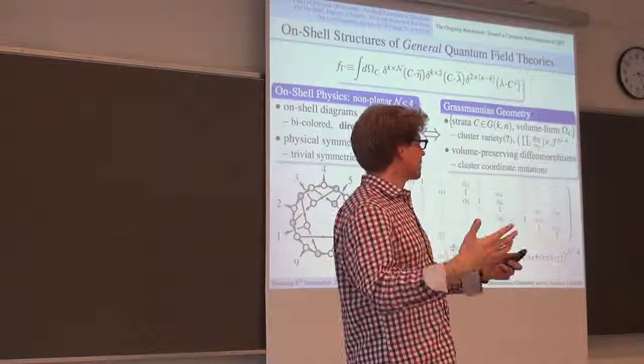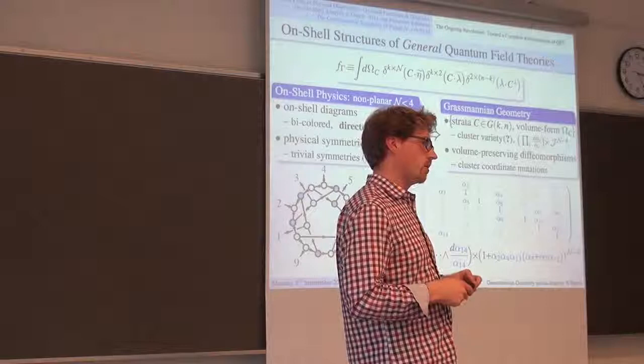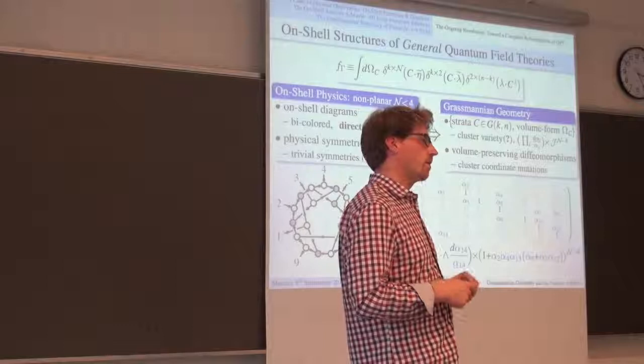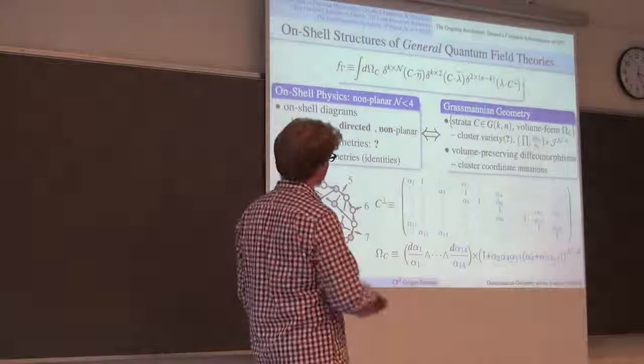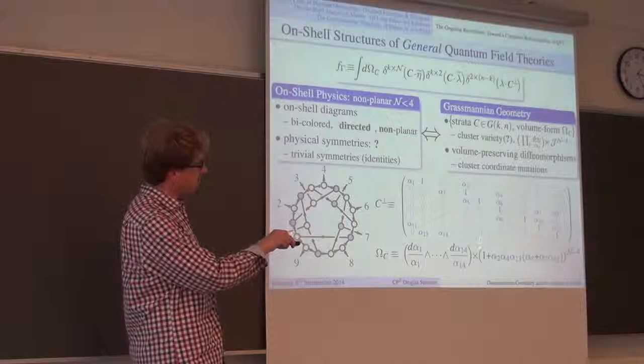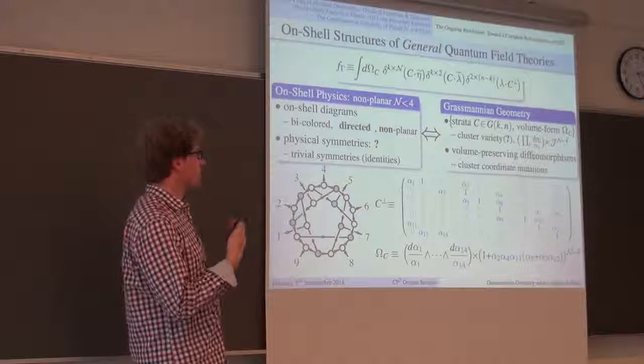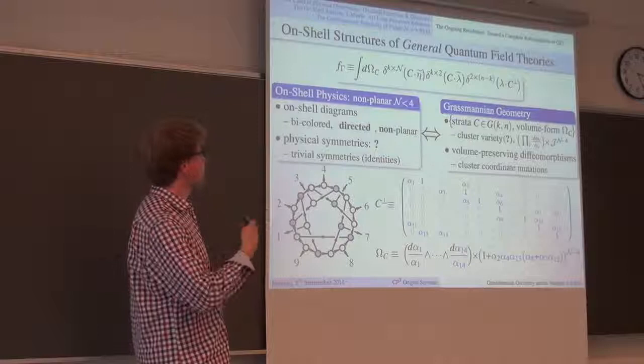As a physical thing, I'm just trying to understand. Does it mean that two different scattering configurations have the same result? Yes. Okay. And of course, in a general theory that's non-planar and has no supersymmetry, you get these weird prefactors. But again, volume-preserving diffeomorphisms must correspond to something. There's a question of whether or not there are any volume-preserving diffeomorphisms. It seems obvious that there are always some.